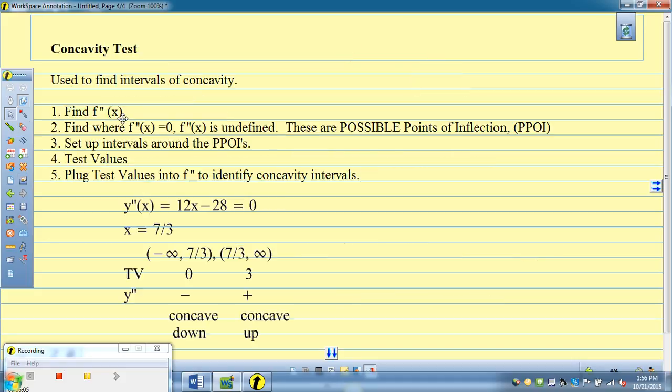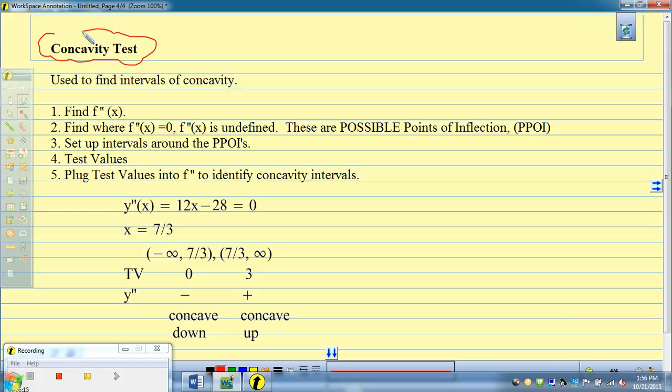And then our last test that we want to talk about is the concavity test, which is very similar to the first derivative test, but it does not find intervals of increasing and decreasing. It finds intervals of concave up and concave down for the original function. So it works the same way as the first derivative test, where we will find the second derivative. We will find where the second derivative equals 0 or is undefined, and these points are called possible, we don't know for sure yet, points of inflection, and I'll refer to them as PPOIs.